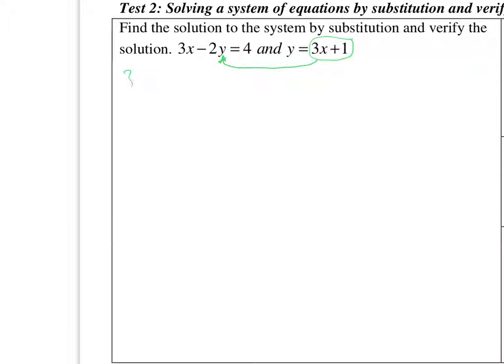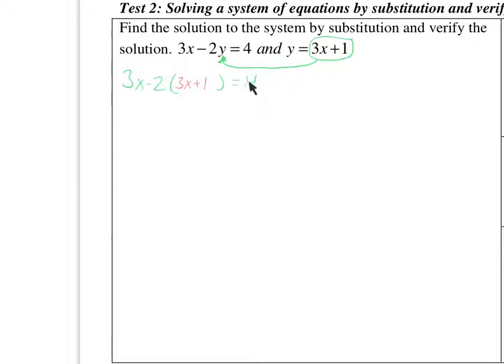So I'm going to have 3x minus 2 times blank equals 4. And what is the blank? It is now going to be 3x plus 1. So I'm going to put 3x plus 1 right there where the y was. And now we are going to solve this for x.